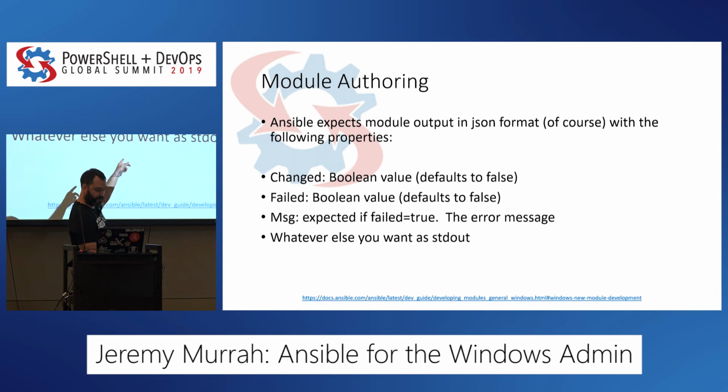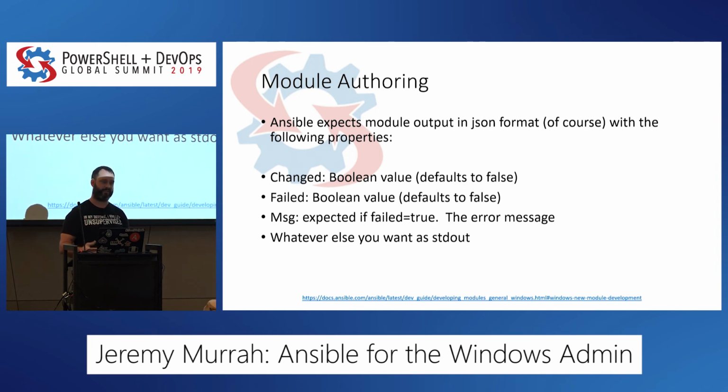If you set failed to true, it's going to be looking for a message property. And that's where you put your error message. So if you say failed true, message equals, "I have no idea what I'm doing here. This was horrible. Mistakes were made." That's what comes out in Ansible in the red text. And then whatever else you want. You can do standard out if you want to, you know, screen scrape at people. Or you can set any other property on your output object.